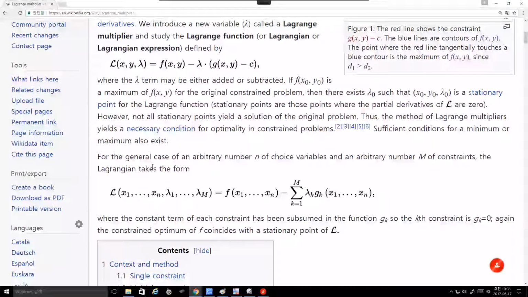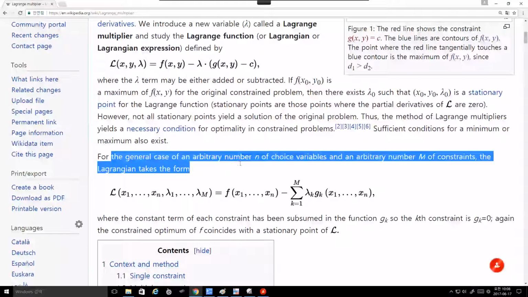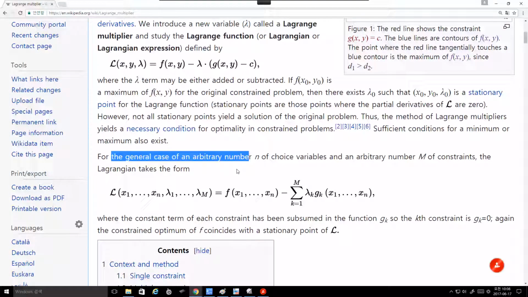Now we have the general case, of an arbitrary number n of choice variables. So it is a multivariate function. f is a multivariate function, and we have more than one constraint. Now the number of constraints is m.